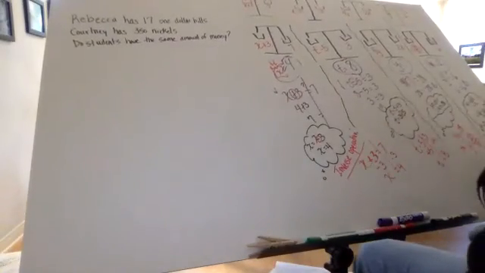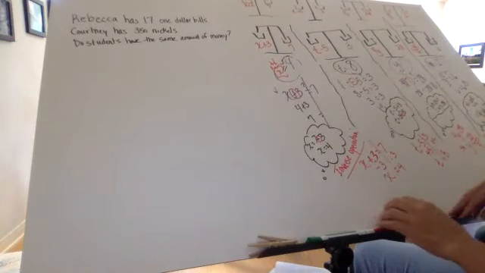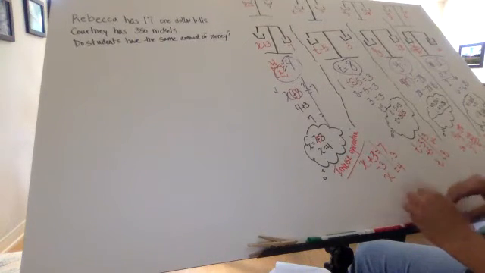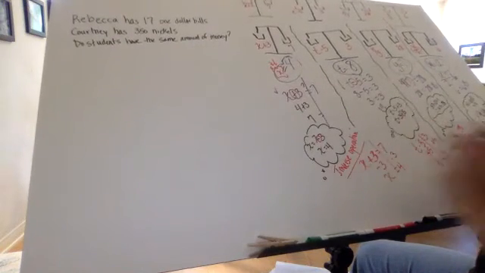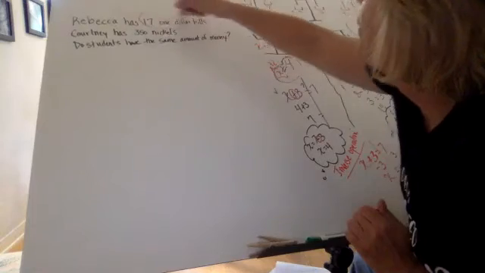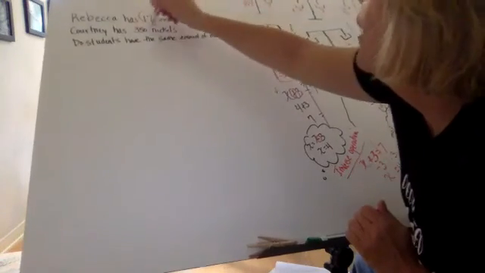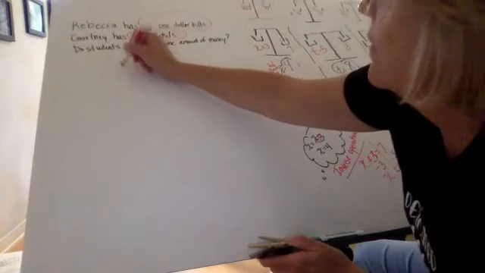Okay. Rebecca has 17 $1 bills. Courtney has 350 nickels. And the question is, do they have the same amount of money? Draw a pause sign. All right, you guys. Is $17 equal to 300 nickels?